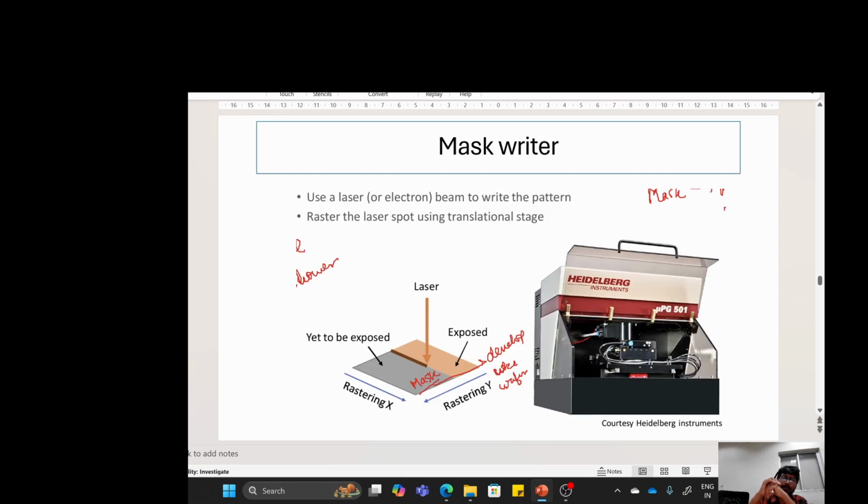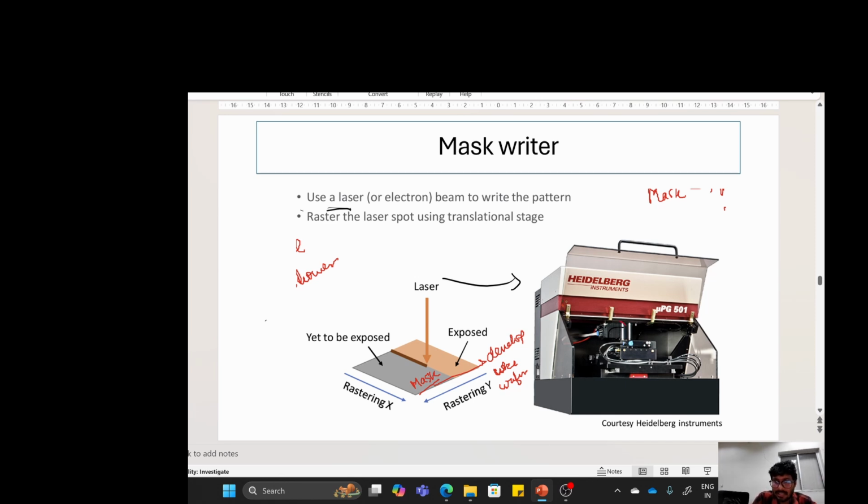The tool used to make this mask is the mask writer tool. This is the Heidelberg Instruments tool, in the Sense department at IISc. It uses laser light. This is the head of the laser. I will change the color of the pen.